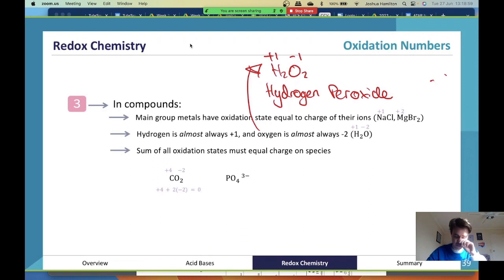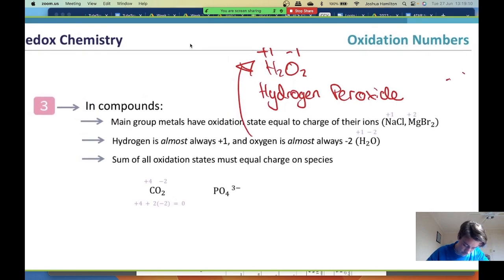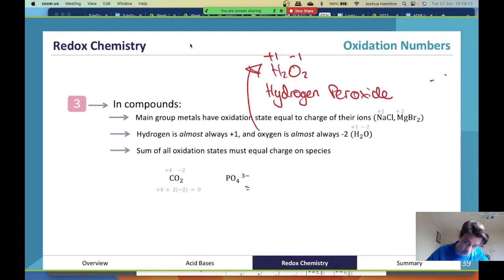There we go. Apologies. Then we have our PO4 3-. So our PO4 3-, as you can see here, we have an overall charge of -3, and we've got oxygen, which is -2, and we've got 4 of them, so it's going to be -8. So -3, -8, what's the difference? It's 5 is the difference, so this is going to be +5, and therefore this is going to be +5.